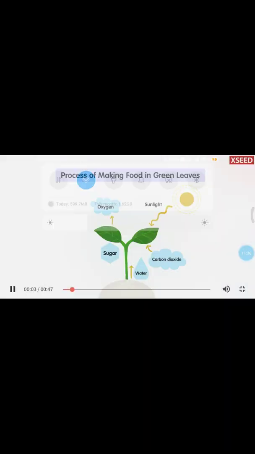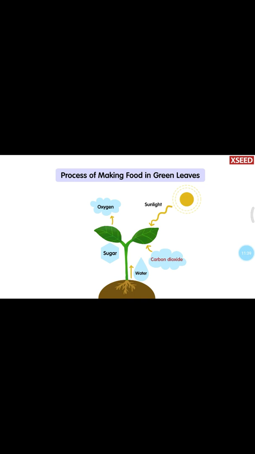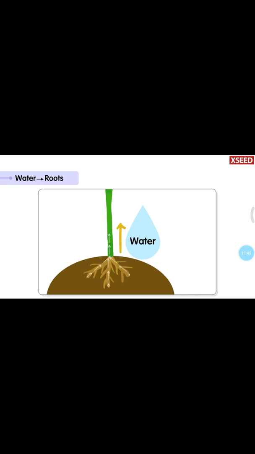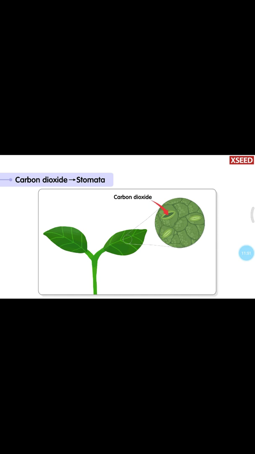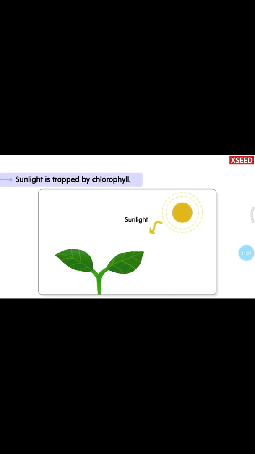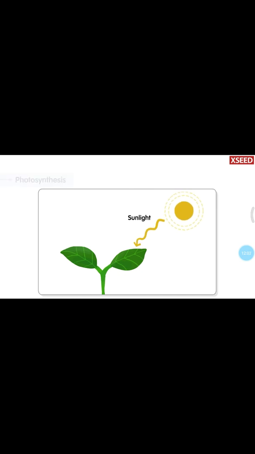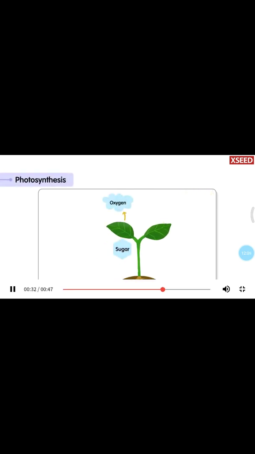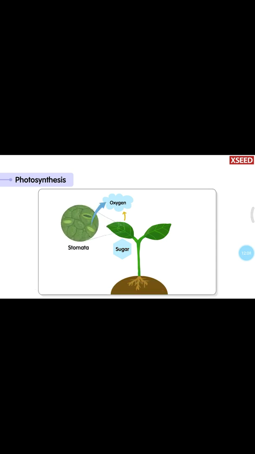Green leaves make food for the plant using water, carbon dioxide, and sunlight. Roots absorb water. Carbon dioxide enters the leaf through tiny pores called stomata. Chlorophyll in the green leaves traps sunlight. Food is made in the form of simple sugar and oxygen is released. This process of making food is called photosynthesis.